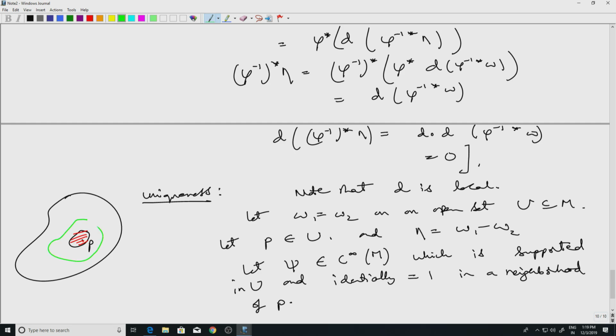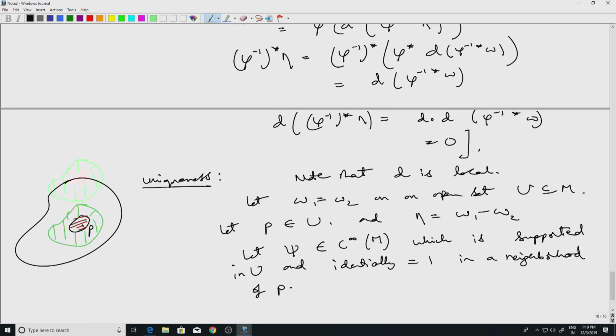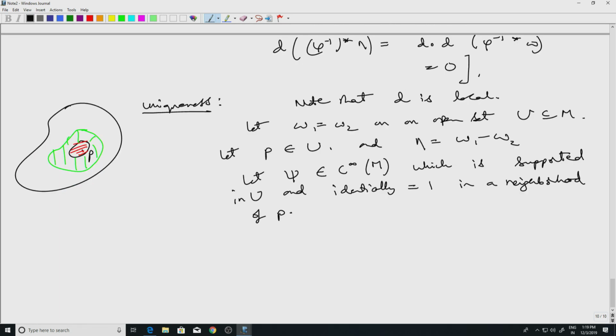So outside this green neighborhood, it is identically 0. In this green neighborhood, it varies between 1 and 0. From the way we have constructed it, we can assume it varies between 1 and 0, though I will not need that for this proof. So what I do have is, note that C multiplied by this form eta is equal to 0 on the whole manifold.